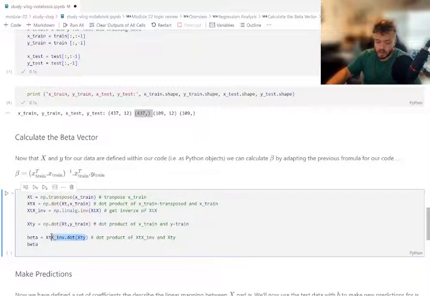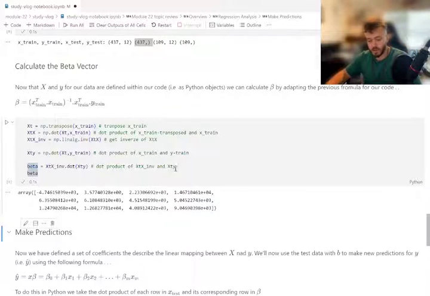Here you can see I use a slightly different notation. I don't know why. It doesn't really make a difference. But we have XTX, the inverse of XTX, dot product of XTY. That's all that is here. We're going to call that beta. We're going to run it, and boom, we have our beta matrix.